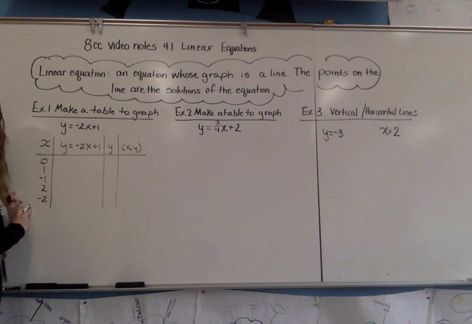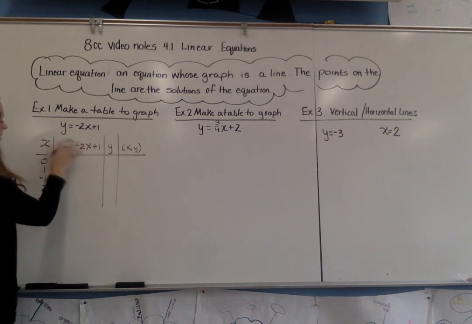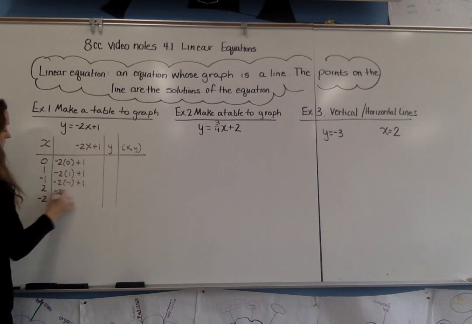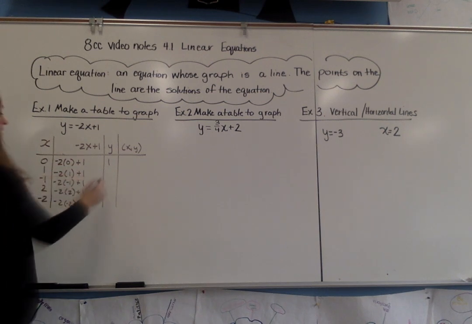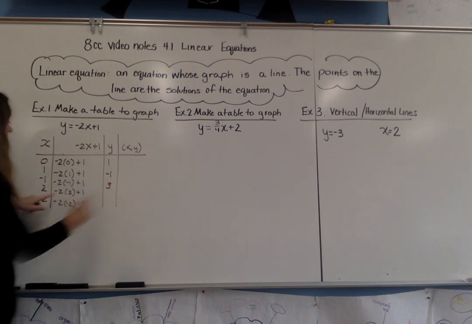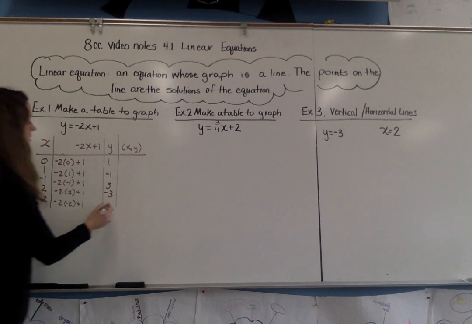Now with these 5 x values, I'm going to evaluate them in my expression, negative 2x plus 1. That means negative 2 times 0 plus 1, negative 2 times 1 plus 1, negative 2 times negative 1 plus 1, negative 2 times 2 plus 1, and negative 2 times negative 2 plus 1. 0 plus 1 is 1. Negative 2 plus 1 is negative 1. Negative 1 times negative 2 is 2, so 2 plus 1 is 3. Negative 2 times 2 is negative 4 plus 1 is negative 3. Negative 2 times negative 2 is 4. 4 plus 1 is 5.